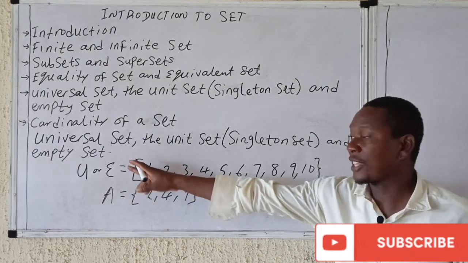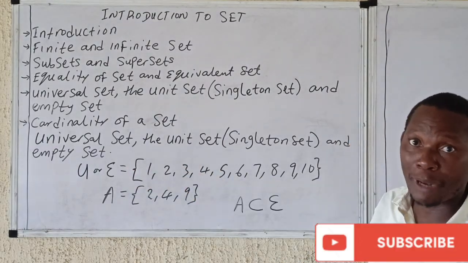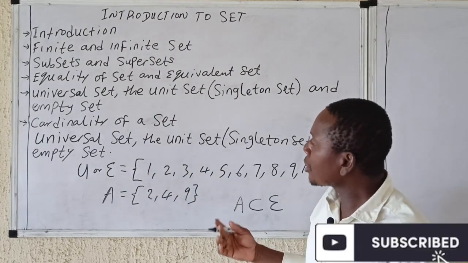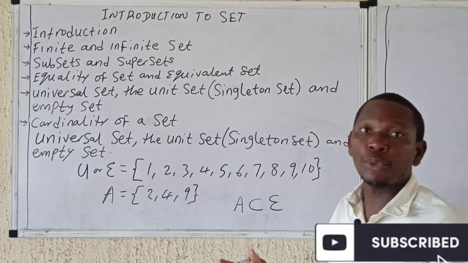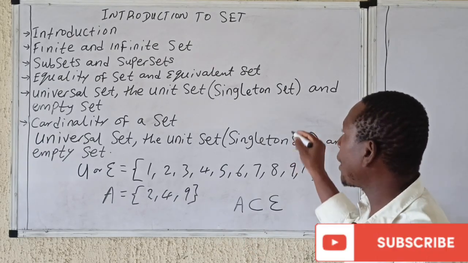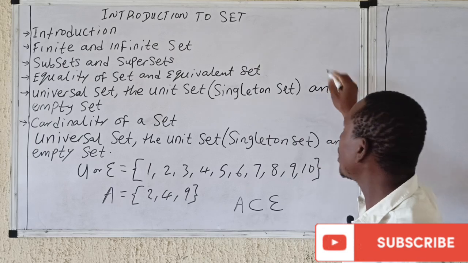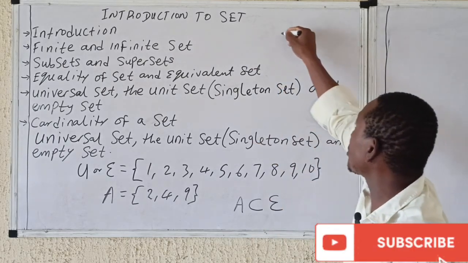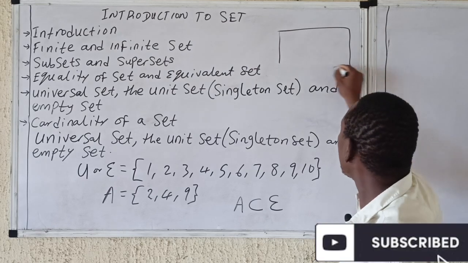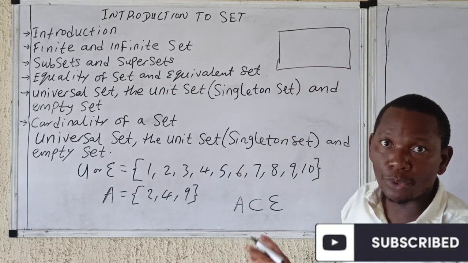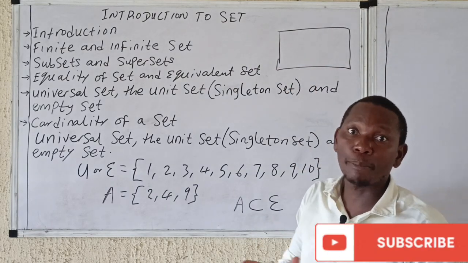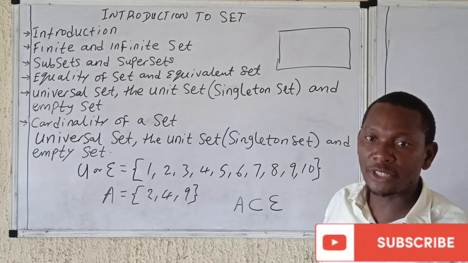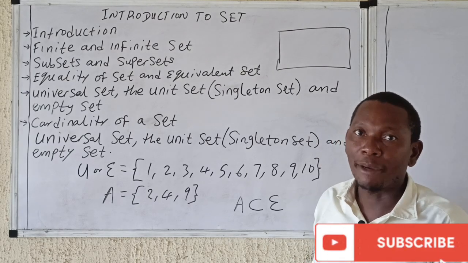So in this case, the universal set is actually acting as a superset. Note that when dealing with Venn diagram, you draw your circle for the set and all that. But universal set in Venn diagram is usually represented with a rectangle. Rectangle. So know the difference. When we are in part 2 of this video on set, I will introduce you to Venn diagram.